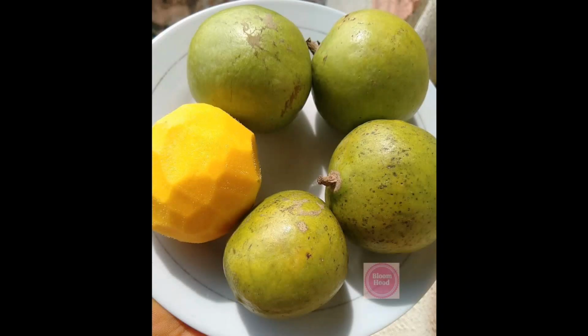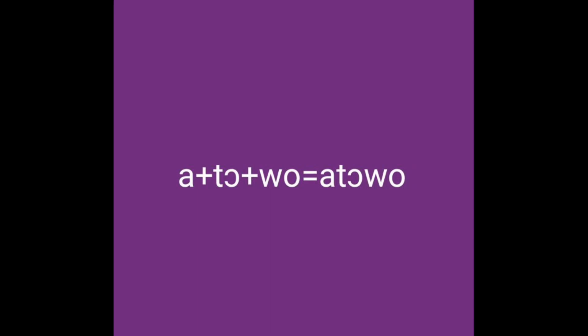A, to. Ato, it means African bush mango. So this fruit is called African bush mango. Ato ti, it means bush mango tree. Atowo, it means African bush mangoes.